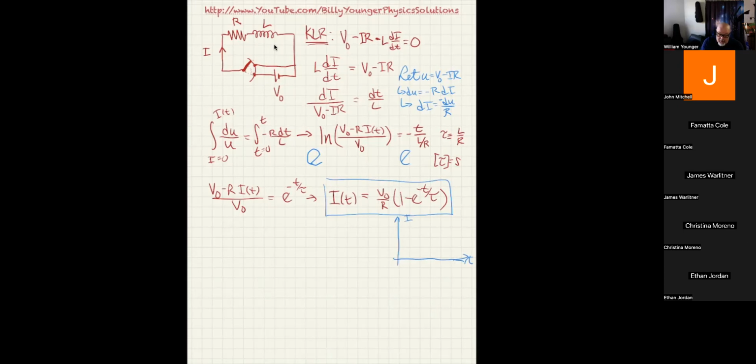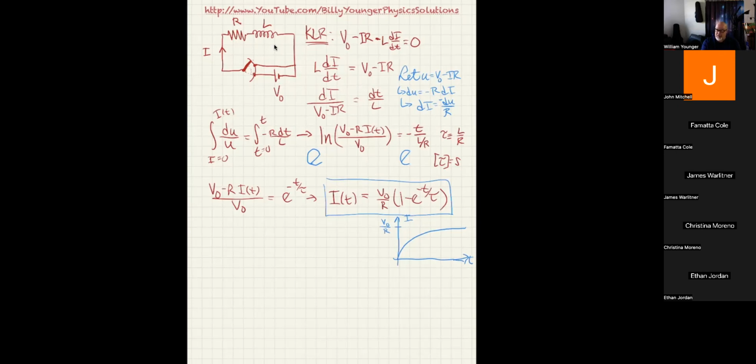And what would happen is the current would rise up and asymptotically approach V0 over R, which is what we expect, because once the current starts flowing, it goes from no current and no magnetic field in the inductor to a current. And in fact, it's going to try to climb up really quick.